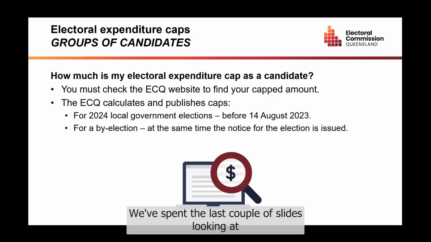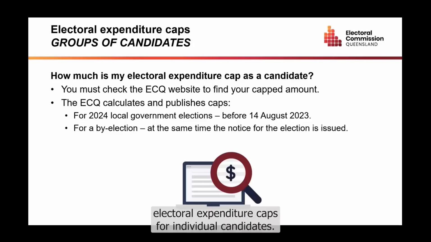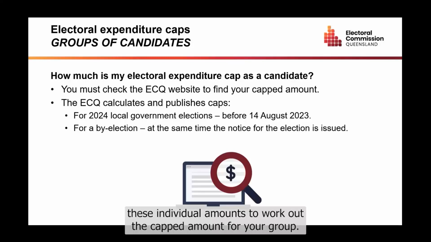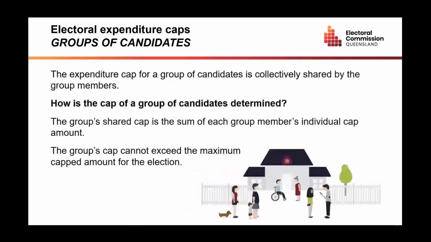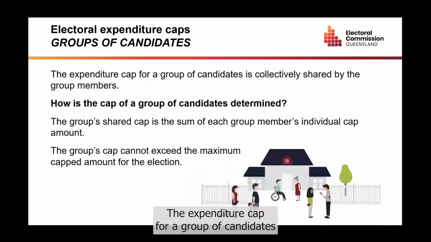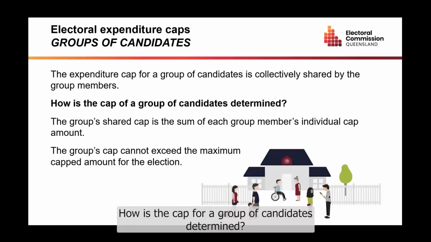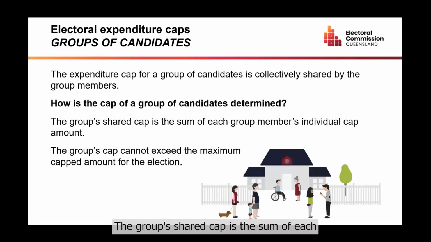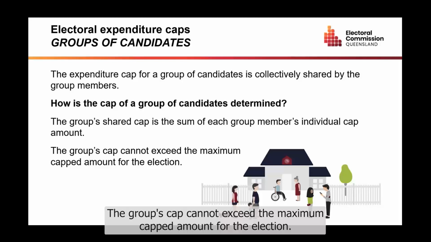We've spent the last couple of slides looking at electoral expenditure caps for individual candidates. Let's look now at how your group of candidates would use these individual amounts to work out the capped amount for your group. The expenditure cap for a group of candidates is collectively shared by the group members. How is the cap for a group of candidates determined? The group's shared cap is the sum of each group member's individual cap amount. The group's cap cannot exceed the maximum capped amount for the election.